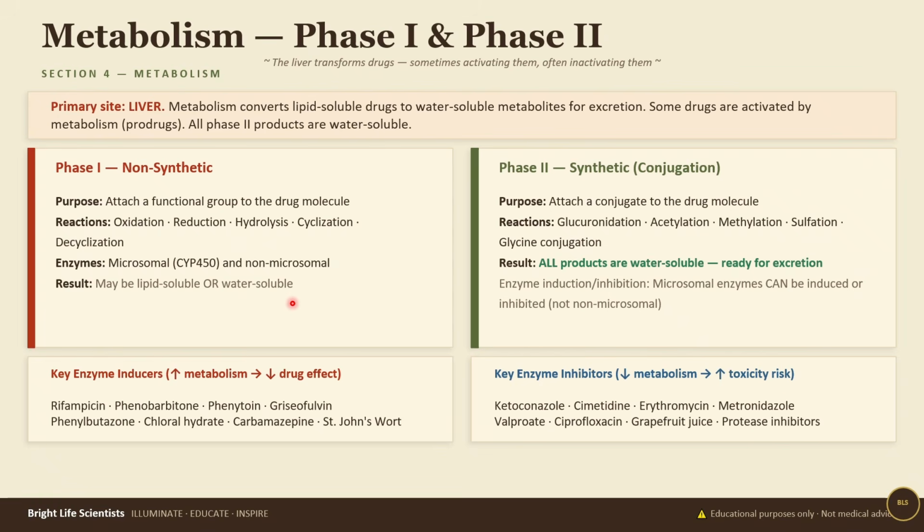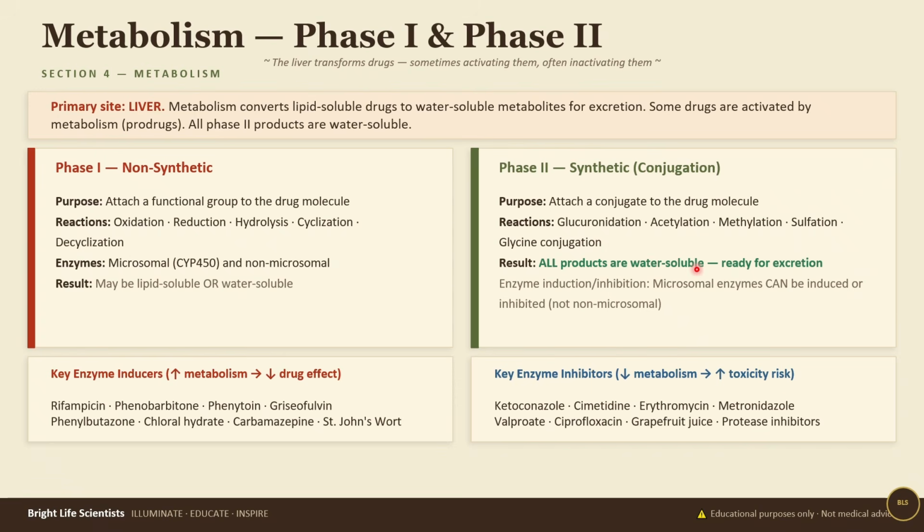Then phase 2 is the synthetic conjugation. Remember I said phase 1 is non-synthetic, so phase 2 is synthetic conjugation. Phase 2 attaches a large water-soluble molecule to the drug. Processes involved here include glucuronidation, acetylation, methylation, and sulfation. All phase 2 products are water-soluble, ready for excretion.